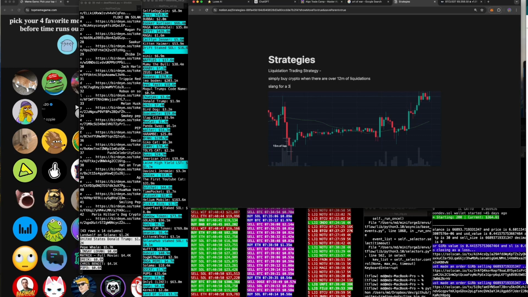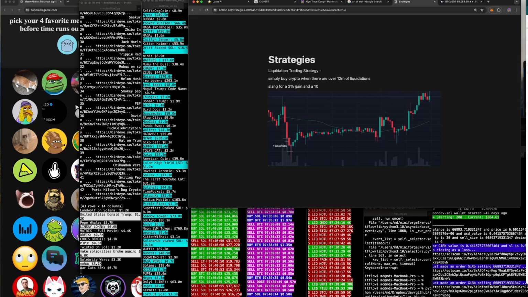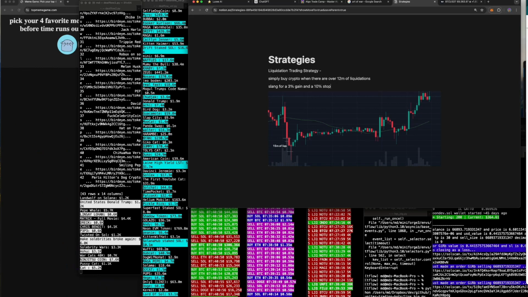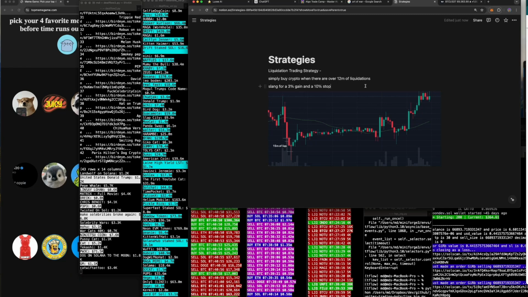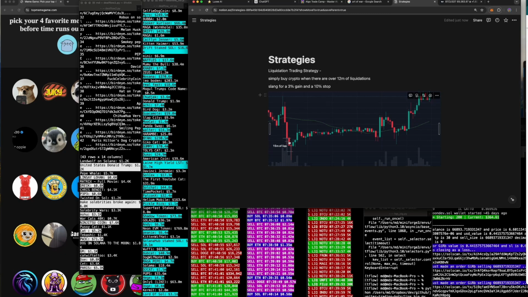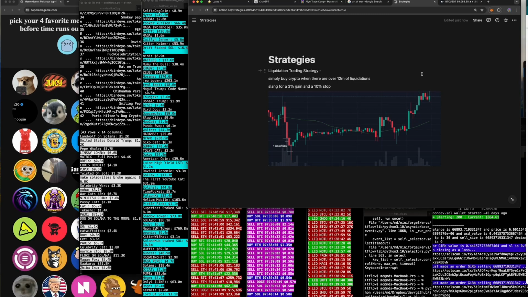Slang for a 3% gain and a 10% stop. Like super simple, dude. But this is a unique data source, right? So while this is a simple strategy, not everybody has this data. Where can we get this data?